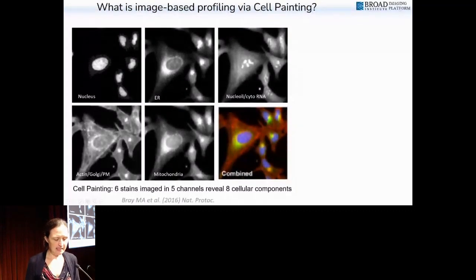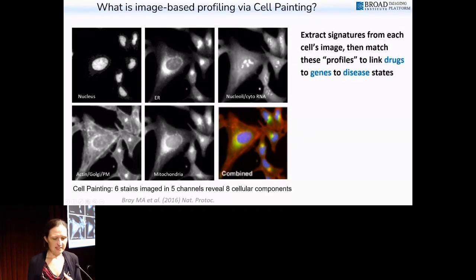And in the end, it's 6 stains that we image across 5 channels. Sometimes we collect bright field as well, and that adds a little bit more information than you get with just these stains. It's staining 8 different components of the cell, and you can see them described here. And again, when we extract signatures from these images, these profiles allow us to look for similarities and matches across samples.